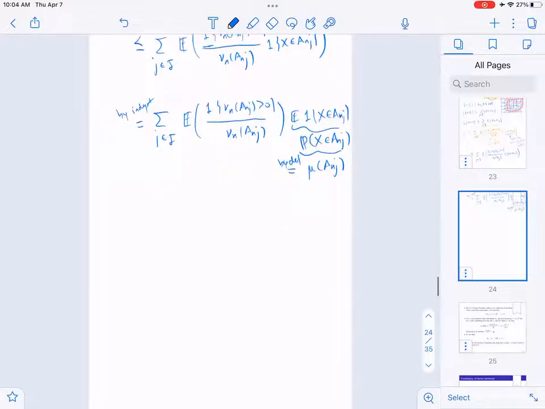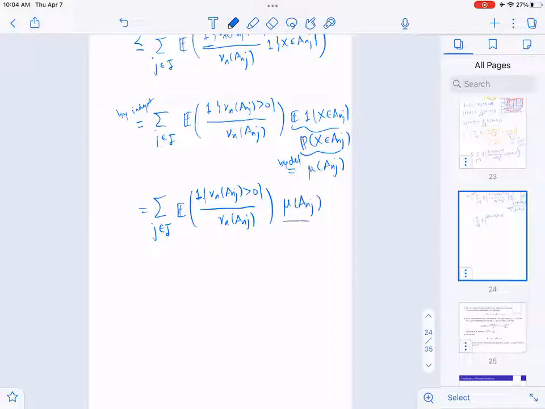Okay. So what we get is the summation over j in J of the expectation of the indicator that nu_n(A_j) is bigger than 0, times mu_n(A_j), and then mu(A_j). And this is just deterministic. This is under the population distribution. Okay, the only thing that remains is this.